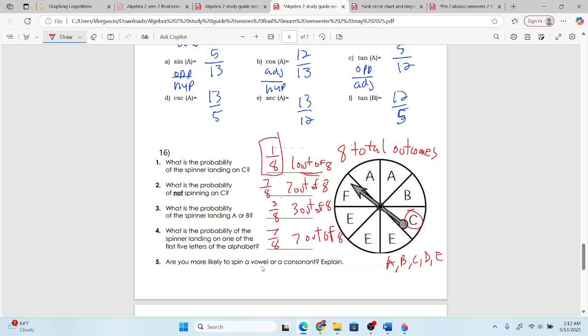Are you more likely to spin a vowel or a consonant? First off, you need to know the difference between a vowel and a consonant. So how many vowels are there? 1, 2, 3, 4, 5. There's 5 vowels. And consonants, there's 1, 2, 3. So which is more likely? A vowel. And explain why. I'm not gonna make a big deal out of it, but more vowels than consonants.